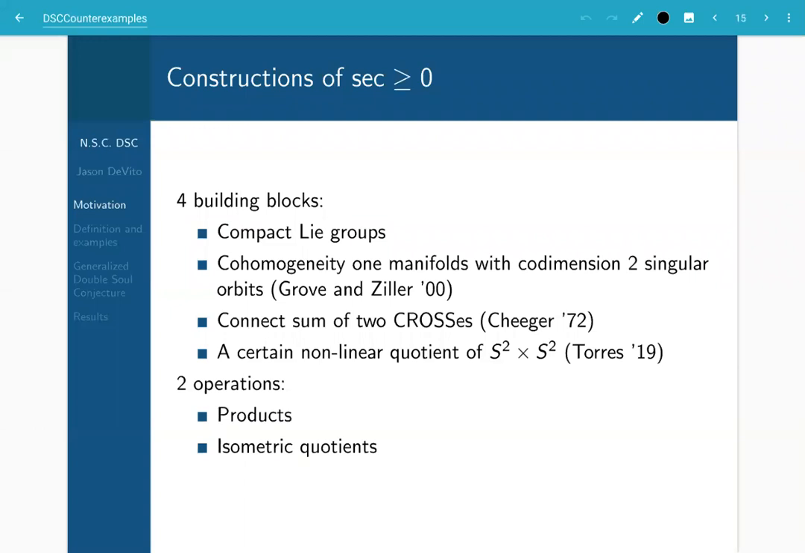Every known example of a metric with non-negative sectional curvature is built out of combinations of these 4 building blocks using combinations of these 2 operations. Every known example is produced by this. Okay, so that's how you construct a lot of these things.